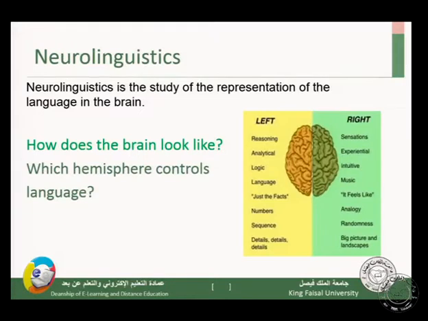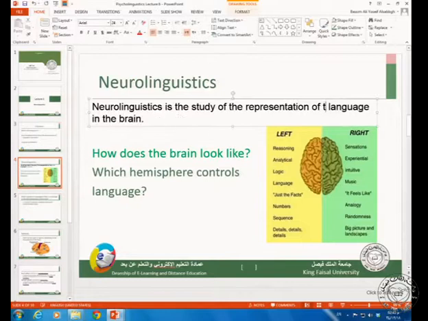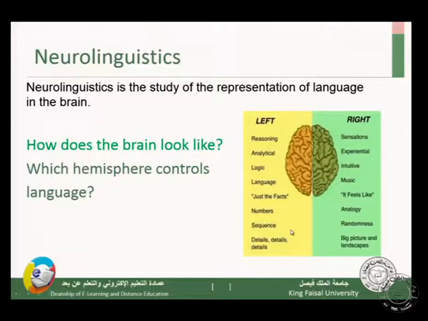The definition of neurolinguistics is the study of the representation of language in the brain. Alright, so it is the study of the representation of language in the brain. How is language represented in the brain?